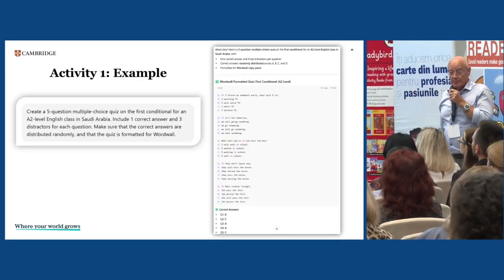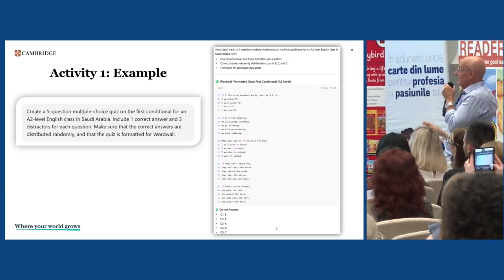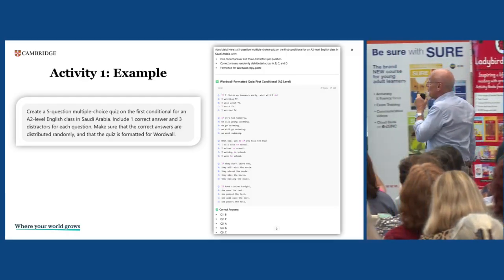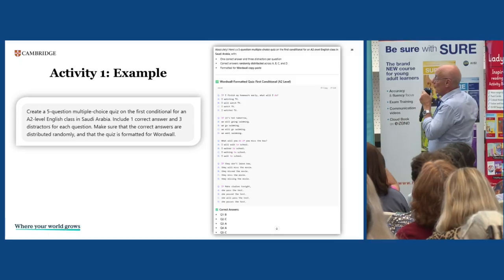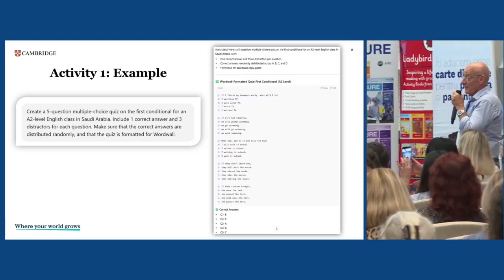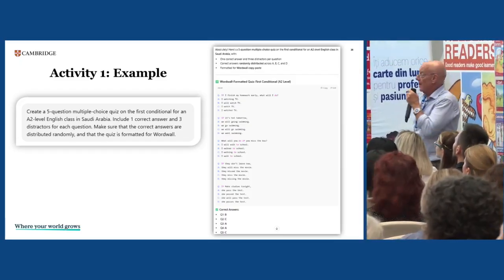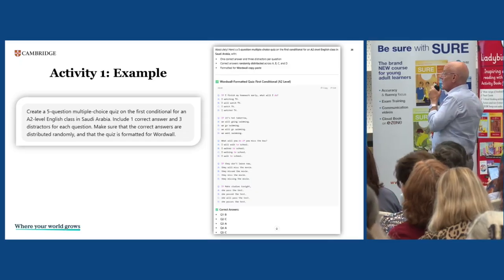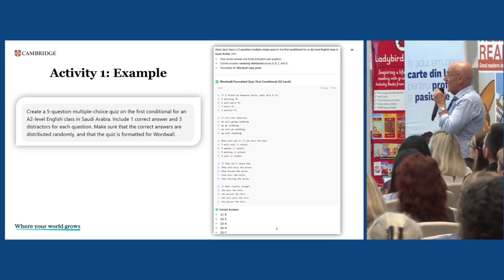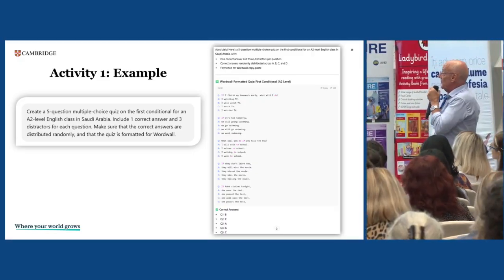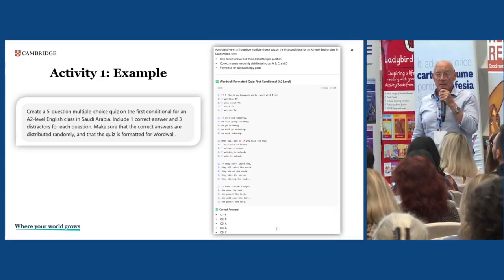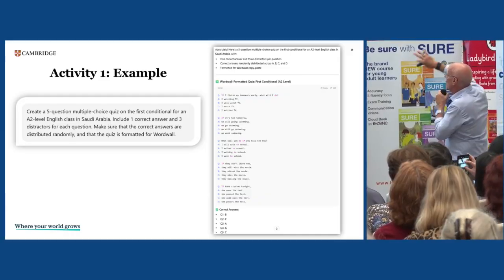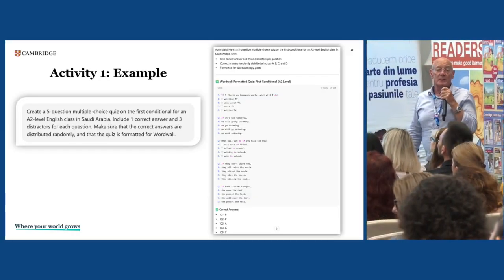So on the left is my prompt. Can you see that at the back? Is it clear? Yeah? Create a 5-question multiple choice quiz on the first conditional for an A2 level English class in Saudi Arabia. Very specific context. Include 1 correct answer and 3 distractors for each question. Make sure that the correct answers are distributed randomly and that the quiz is formatted for Wordwall. Do you know Wordwall? Yes. Yeah? Okay. So that's my prompt, and over on the right is the response I got.